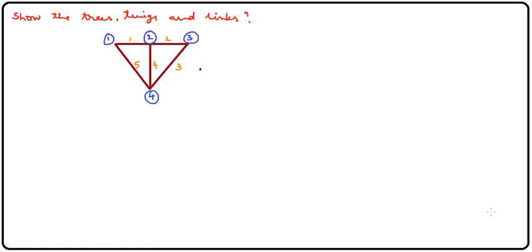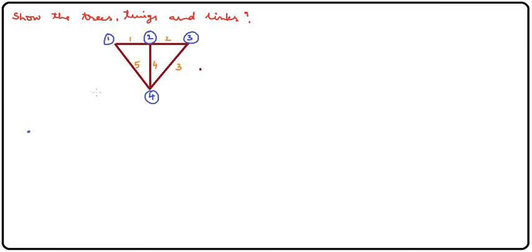I have used a blue color pen for nodes, so let me draw the nodes first. As we know, a tree contains all the nodes. So let me draw the nodes first to draw the first tree. So my first node is this one.